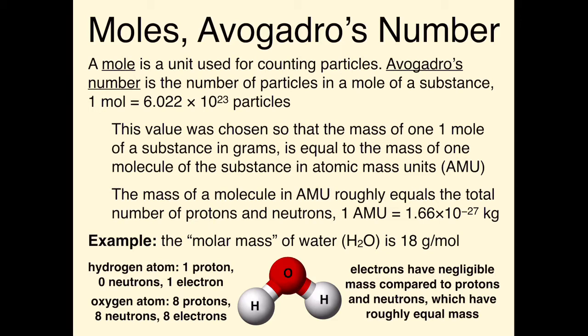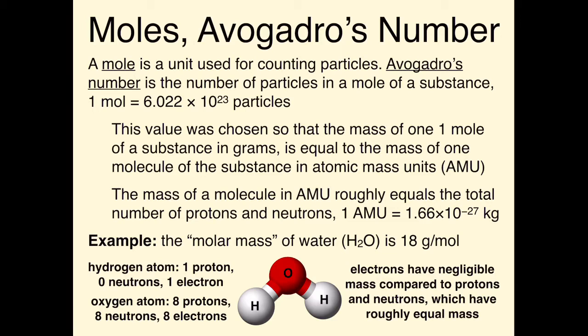So the number I just quoted is called Avogadro's number. And again, it's the number of particles in a mole of a substance. So 1 mole is equal to 6.022 times 10^23 particles. Now that seems like a completely random number, but there's actually a reason for choosing that value for Avogadro's number. This value was chosen so that the mass of 1 mole of a substance in grams is equal to the mass of 1 molecule of the substance in atomic mass units. Okay, so let's explain how this all works out.